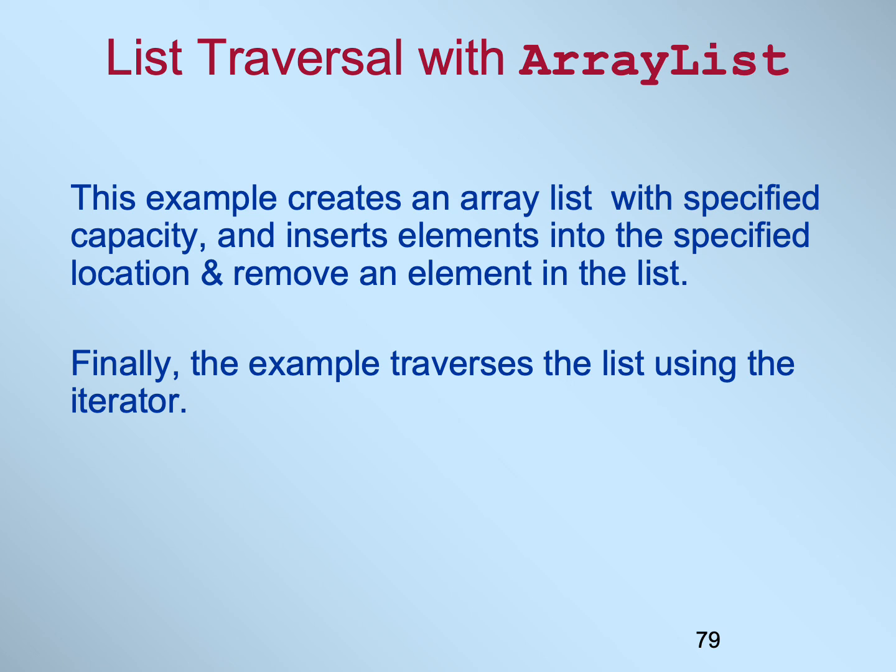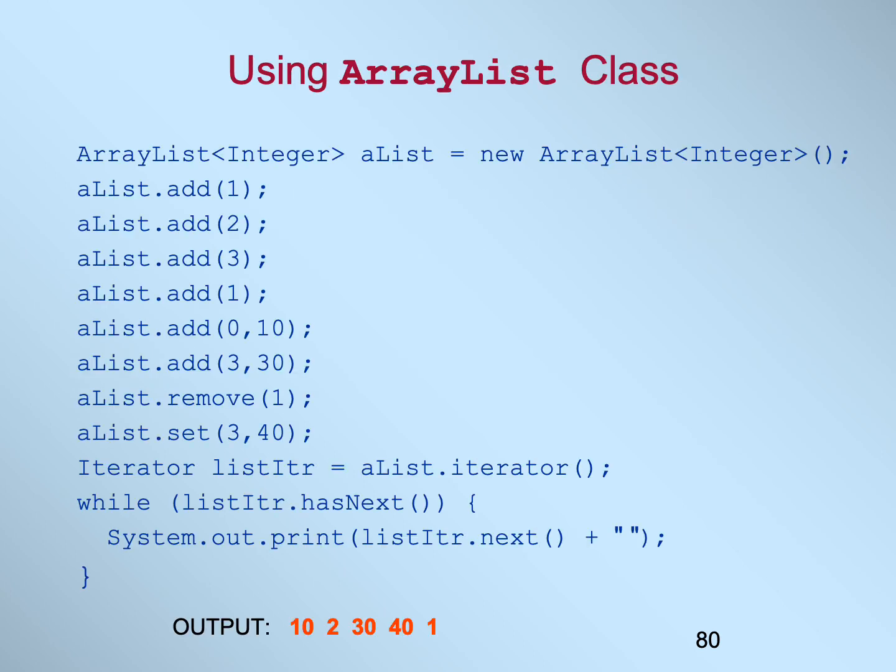List traversal with ArrayList. This example creates an array list with specified capacity and inserts elements into the specified location and removes an element in the list. Finally, the example traverses the list using the iterator. So let's look at this example.